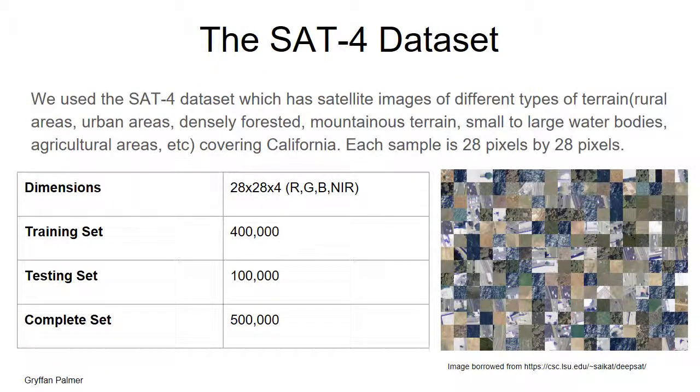We used the SAT4 dataset that contains satellite images of different land types covering California. The data consists of 28 by 28 pixel data, each pixel containing traditional RGB values as well as near-infrared values. The training set has 400,000 samples and the testing set has 100,000 samples, and both the training and testing set were previously split by the original owners of the data. The data is divided into 4 different classes, the first being barren, second being trees, third being grassland, and the fourth being any other type of land type that was not mentioned in the first 3.